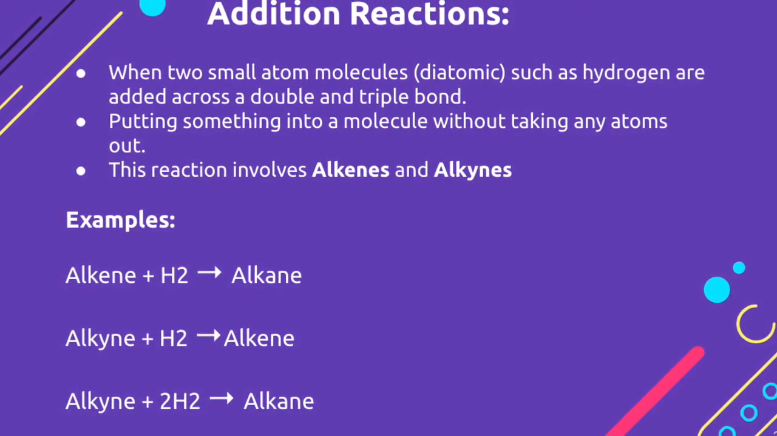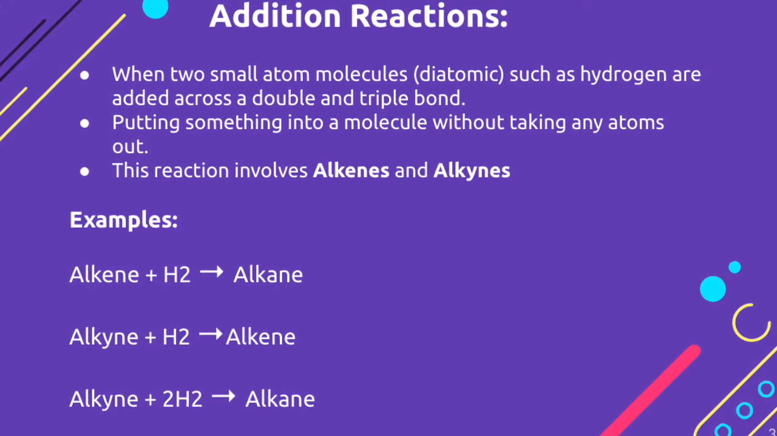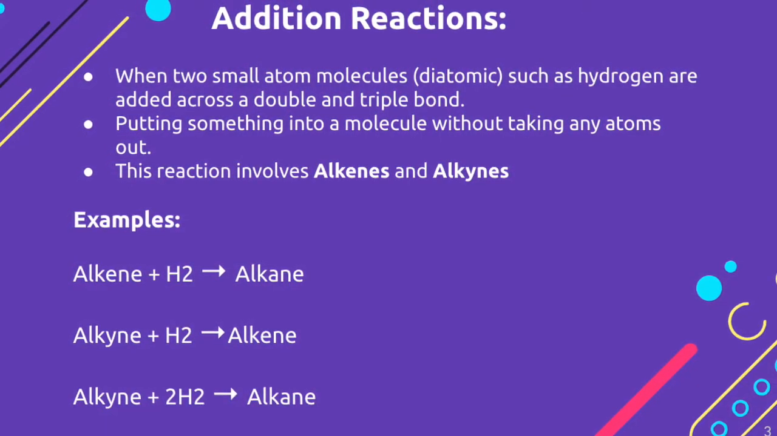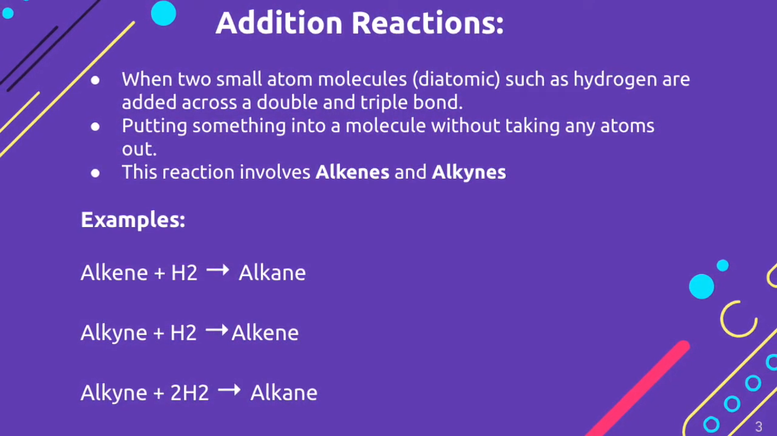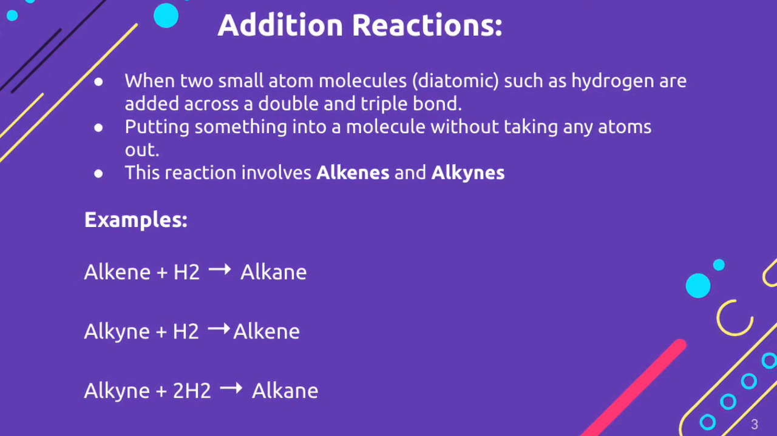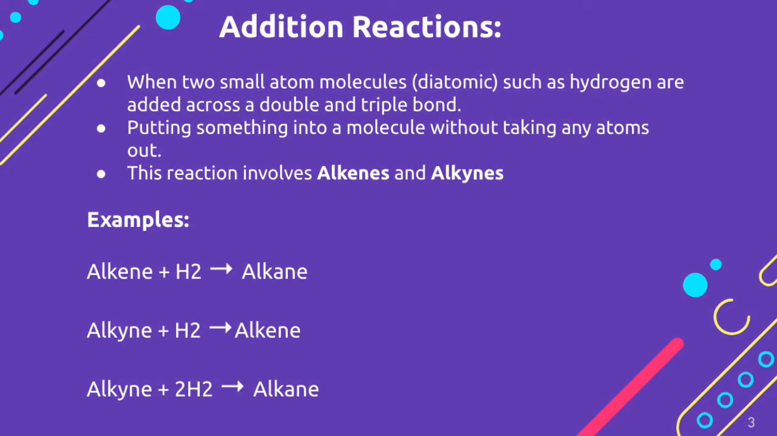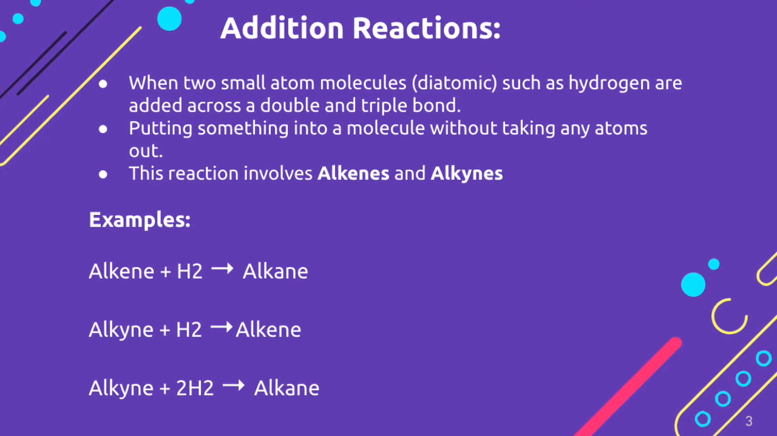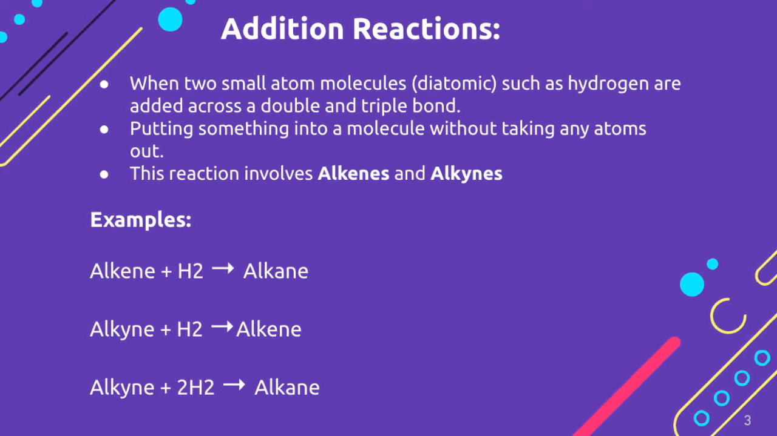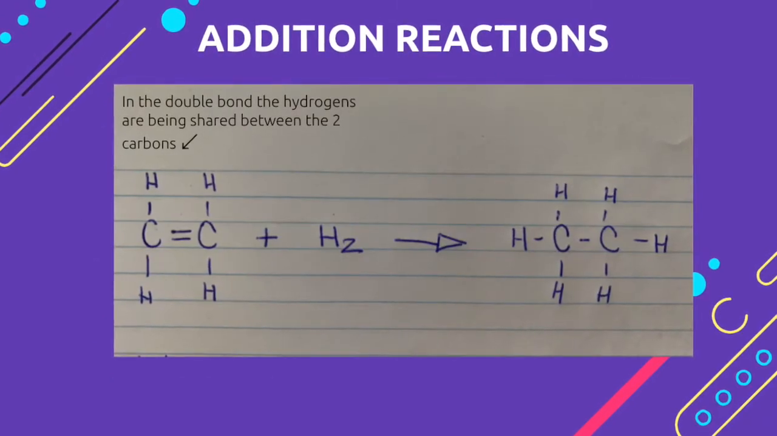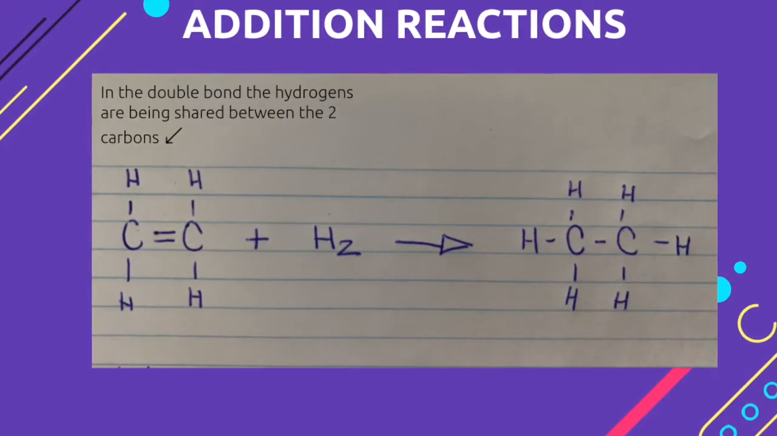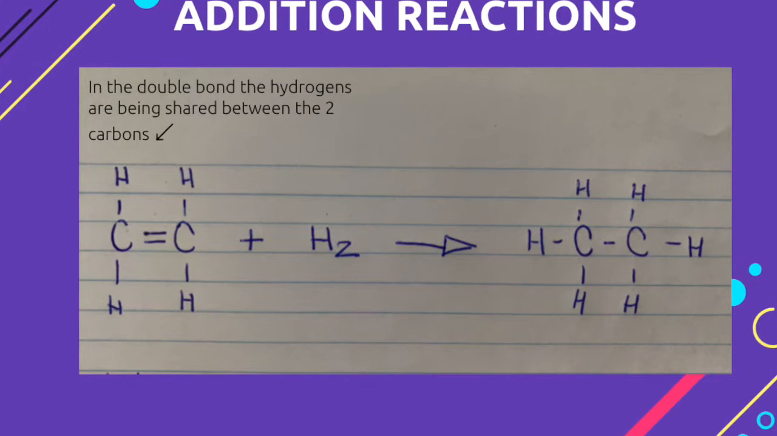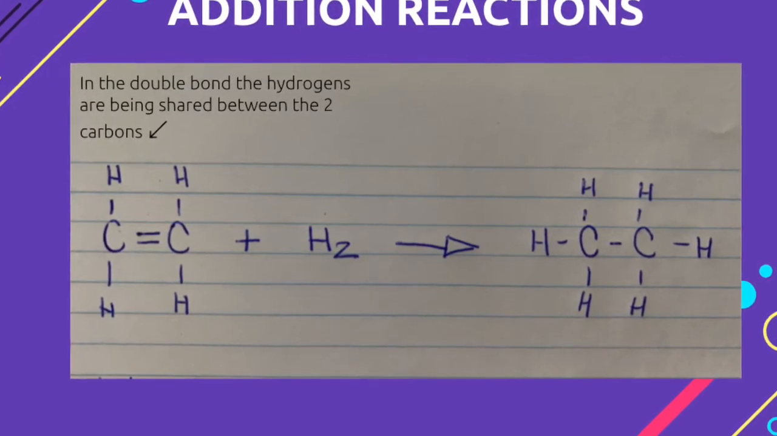So if you have an alkene plus H2, it will turn into an alkane. This is going from a double bond to a single bond. You also have alkyne plus H2 turning into alkene, going from a triple bond to a double bond. And if you have an alkyne plus 2H2, it will turn into a single bond. Here in this drawing example, you can see that when you add two hydrogens to a double-bonded carbon, it breaks the double bond and turns it into a single bond. It goes from unsaturated to saturated, or in other words, not full to full.